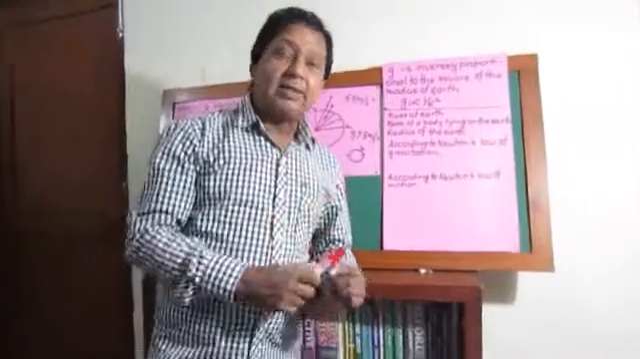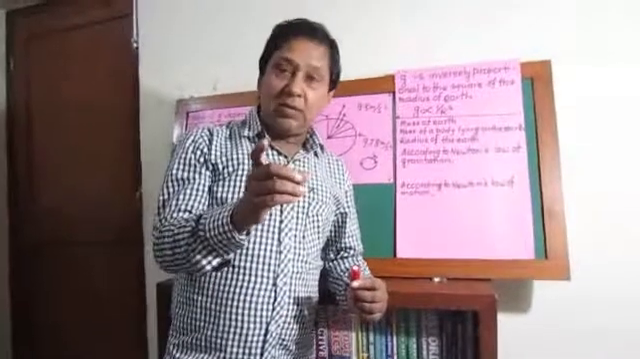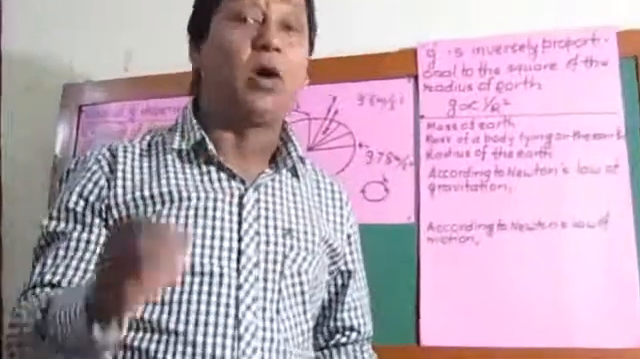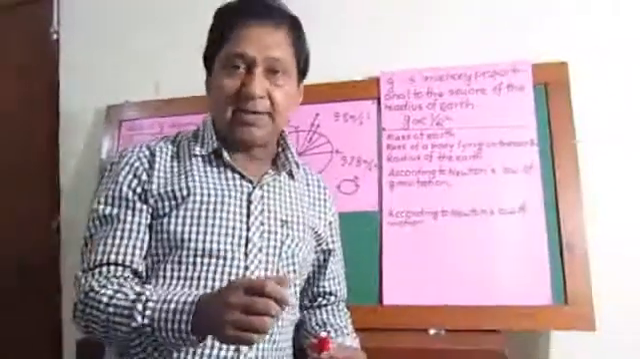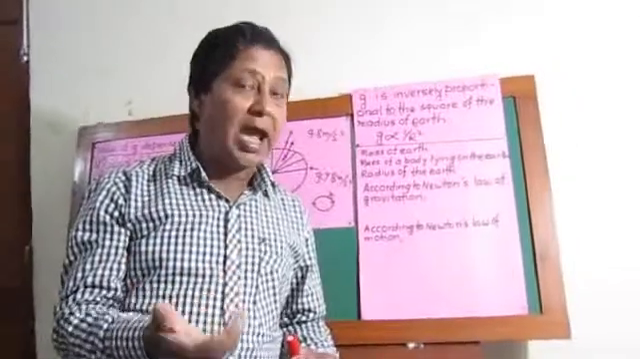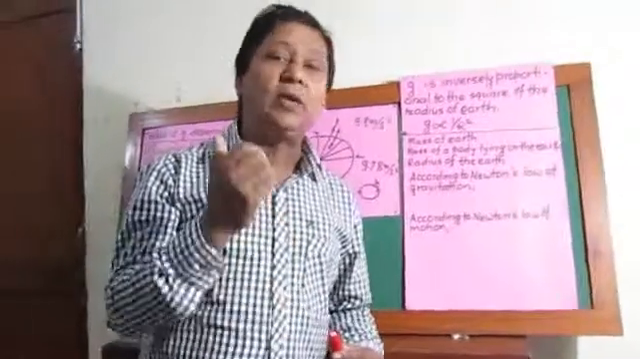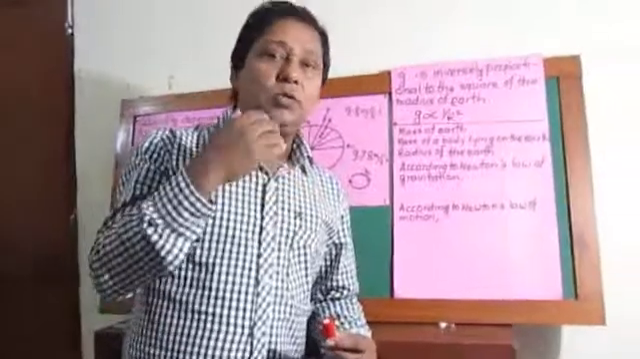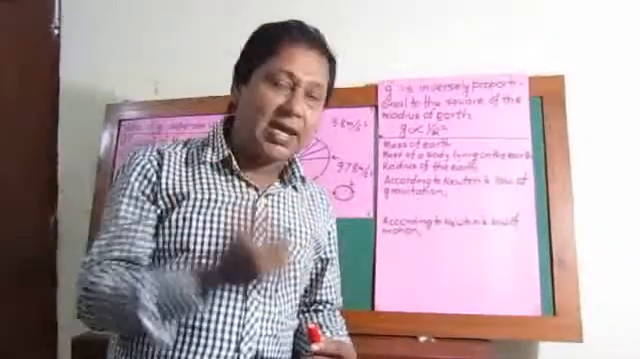In the previous class, I mentioned the relation between acceleration due to gravity g and the radius of the earth R. I told you that if the radius is less, the value of g will be more, and if the radius is more, the value of g will be less. But now we are going to talk in detail about the same.